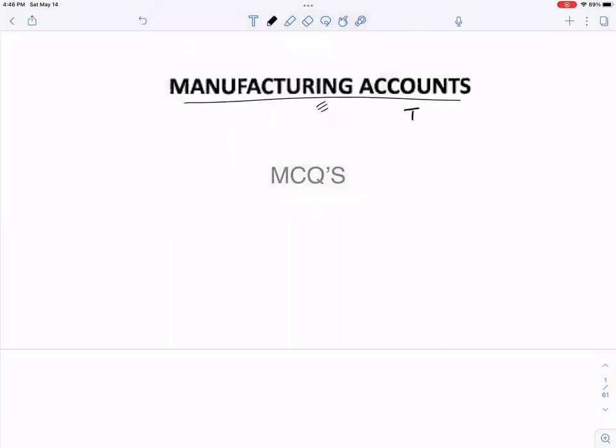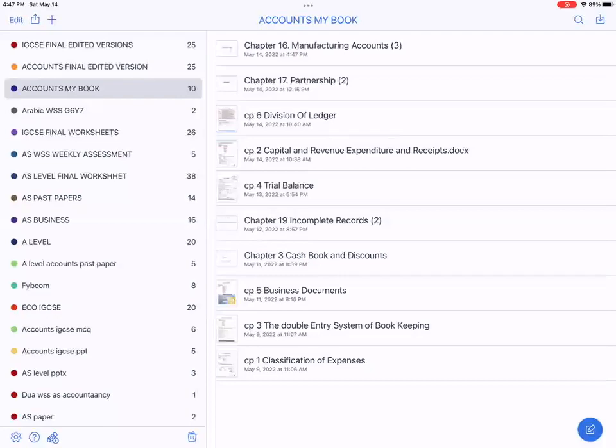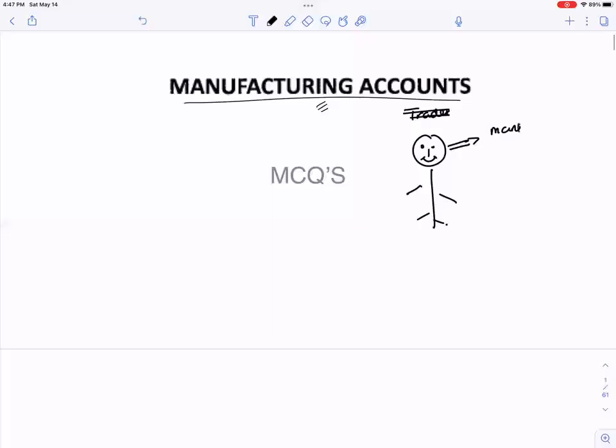Ma'am, you're talking about the manufacturing account, not general. See, when a person manufactures goods, he will prepare 3 accounts. One account that he will prepare is the manufacturing account. Second account that he would prepare would be the income statement.